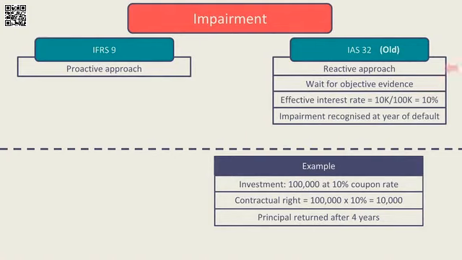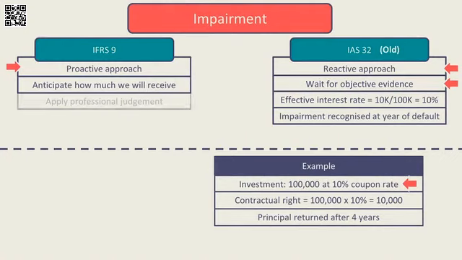Now that's what we call a reactive system. We wait for the impairment to occur. We wait for the objective evidence of impairment to occur before we're putting the loss through the accounts. Now IFRS 9 moves against this and actually has a proactive system of impairment. So although we might be legally entitled to receive 10% per annum, IFRS 9 has us anticipate how much we will actually think we will receive.